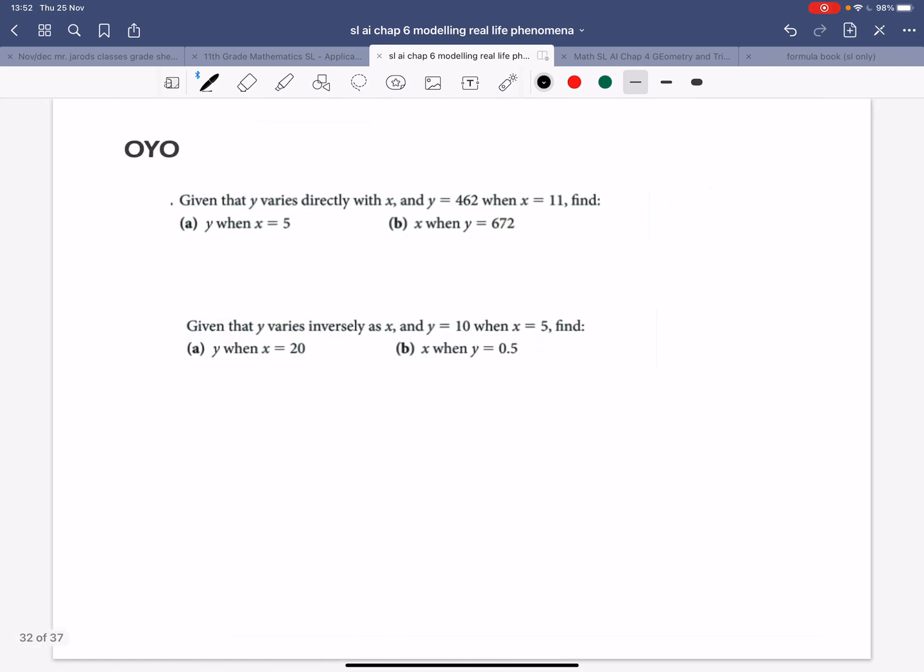Great. Here's the on your own. So these ones are just basically very, very easy. No word problems or anything like that. Just getting you to understand this word varies directly, varies inversely.